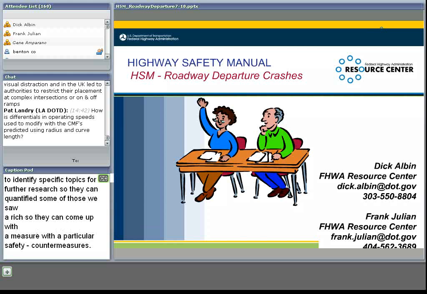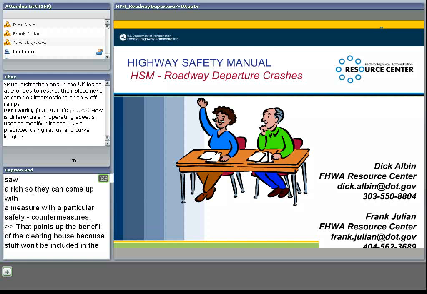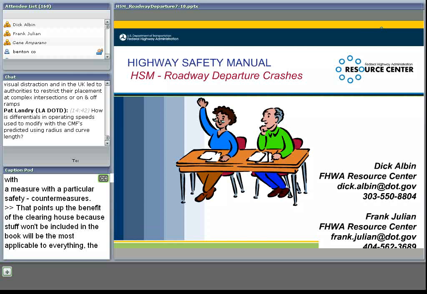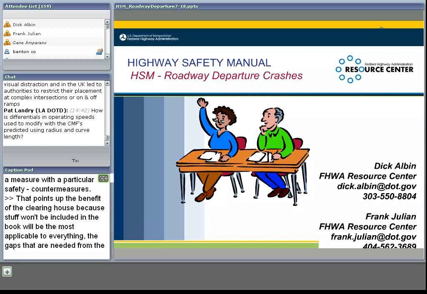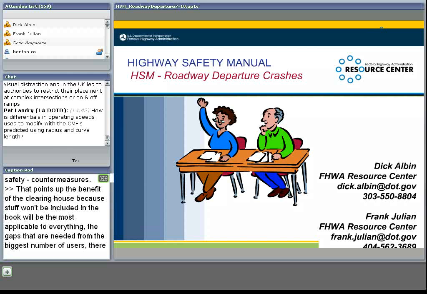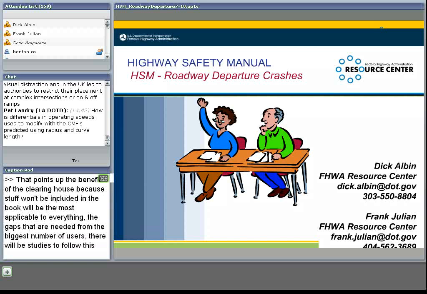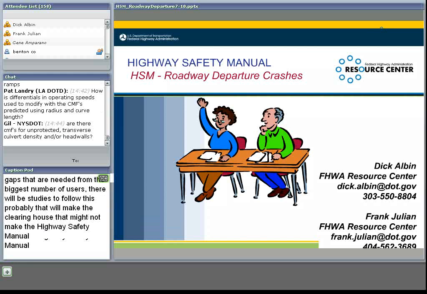And Gene, that really points out the benefit of that clearinghouse, because stuff that's going to get included in this book is really going to be things that are most applicable to the biggest number of users. And so there will be studies that follow this, probably that'll make the clearinghouse. It might not make the Highway Safety Manual for some time. Some of the bigger issues are included.